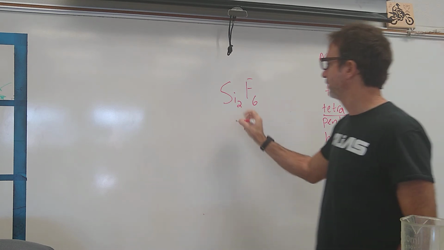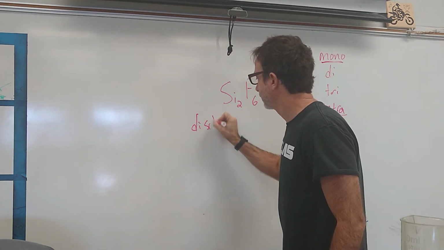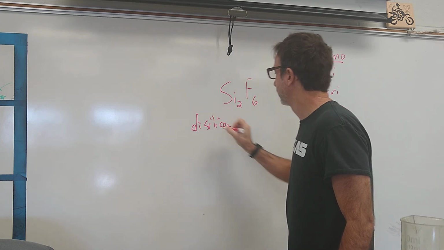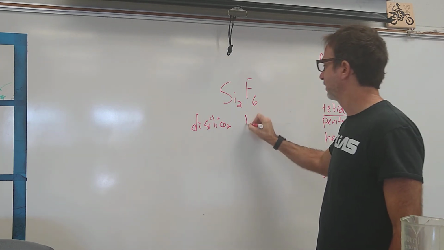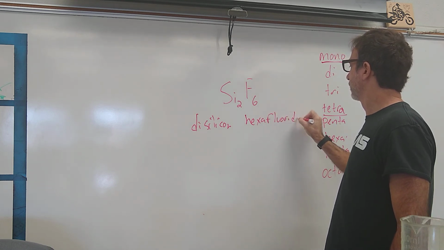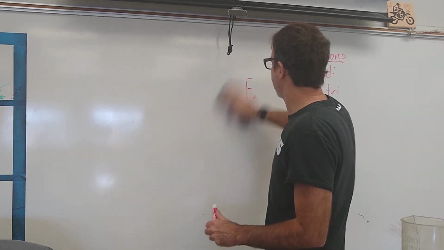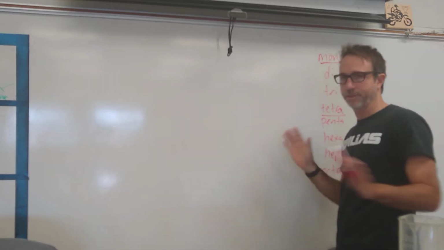Si2F6. This would be called disilicon hexafluoride. All right, so these things are pretty simple. Last one I'll show you because it's just this easy.